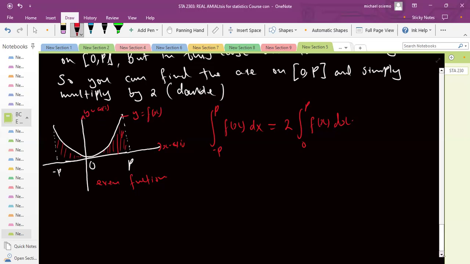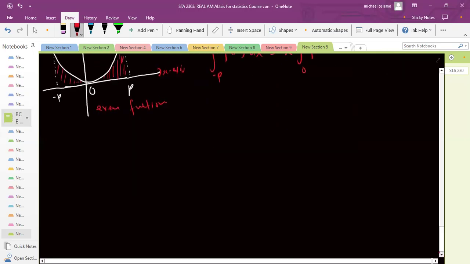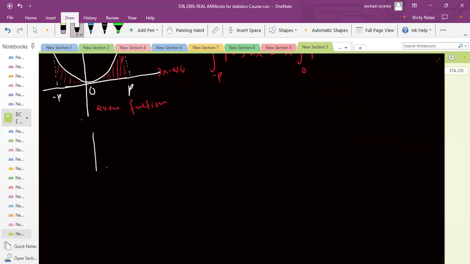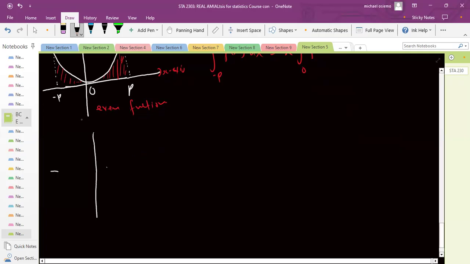Now, let us have an odd function graph. An odd function will look like this. We're going to have that, and then this one is our y-axis. This one is the x-axis.